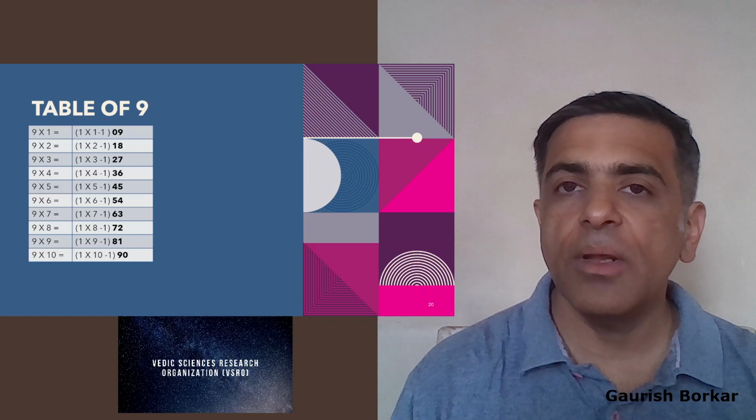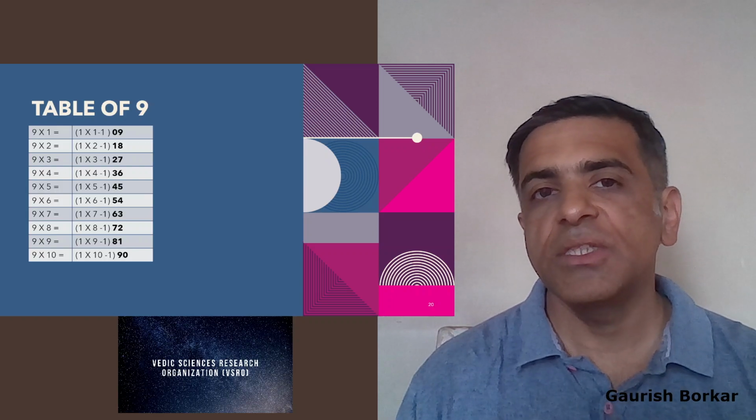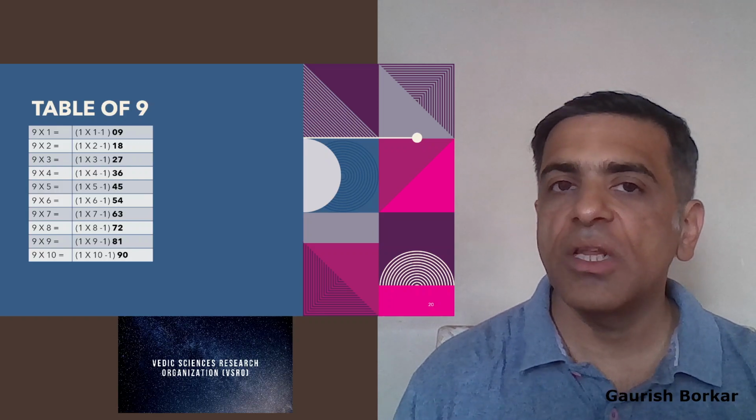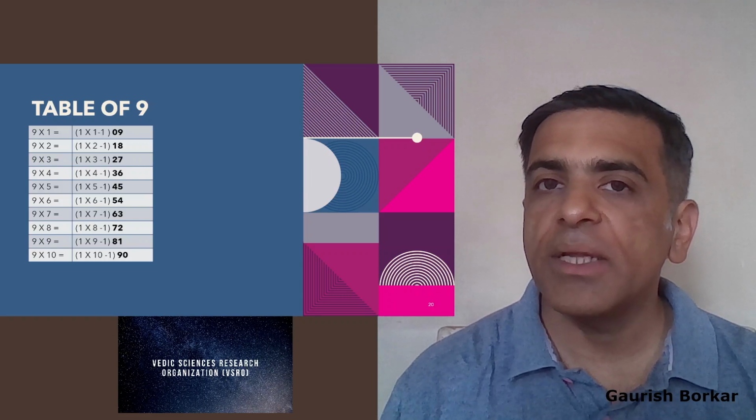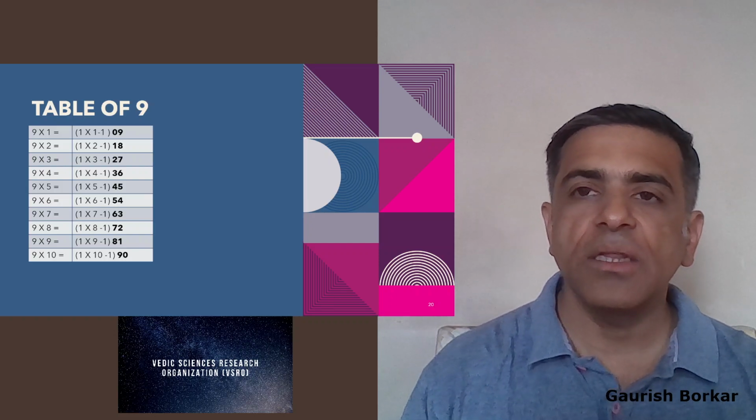Okay. So if we want to know what 9 ones are, then in 1's table, 1 one is 1, minus 1 is 0, and naturally the pair of 1 is 9. So 9 ones are 9. Similarly, 9 twos are, if we want to know that, 2 ones are 2, minus 1 is 1, and the pair of 2 is 8, so it becomes 18.